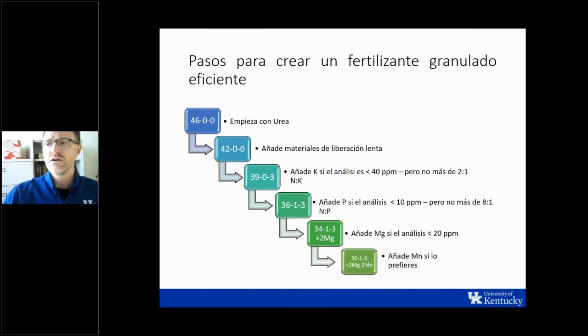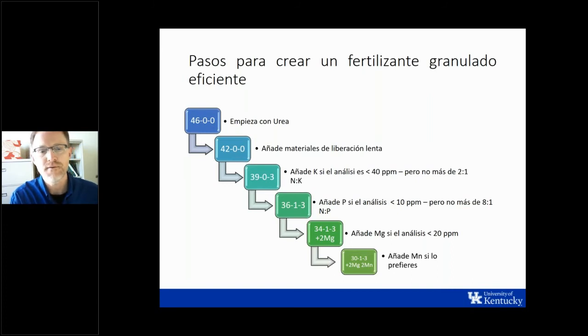So if you take this slide and print it off and just put it somewhere and follow these steps, the odds are you're going to end up with a 4600 in most cases, to be honest with you, or you're going to add in some slow release and it's going to be a 4200 or a 4300 or something. In most cases, you're not going to need to apply really anything other than nitrogen and maybe a little bit of potassium. And in most cases, you're probably going to be fine with urea.